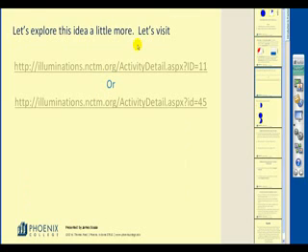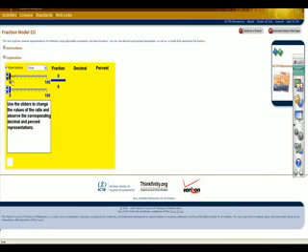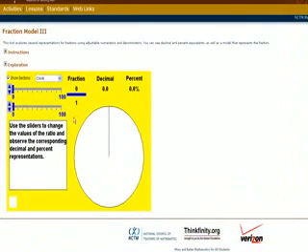I'd like to take a look at this idea a little bit more. I'm going to visit one of these two websites. You might want to pause the video and jot these down. Now what this tool allows us to do is choose our numerator and denominator, and then this will model the fraction over here on the right. So for example, if I have a numerator of 1, notice it's just one big piece. But if I change it to 2, 3, and 4, it divides that circle into that number of equal parts.